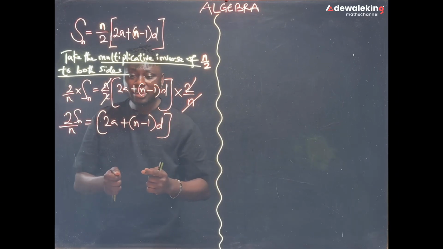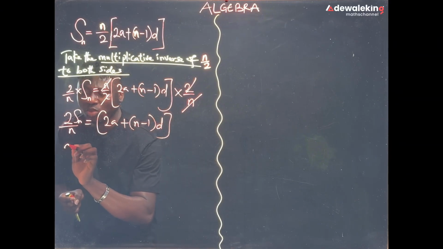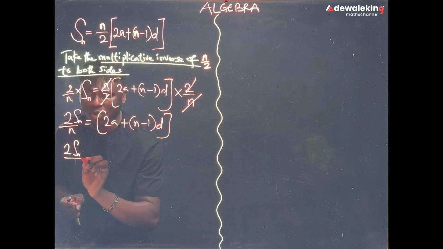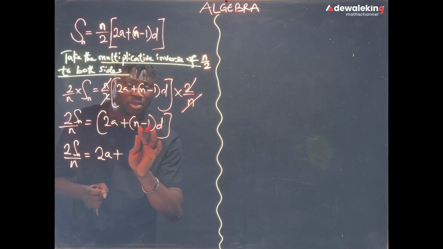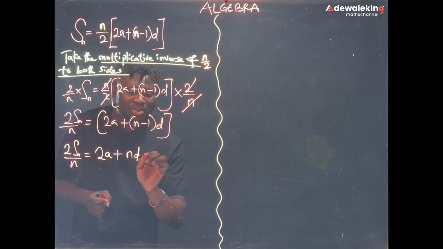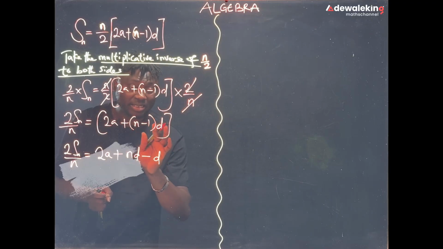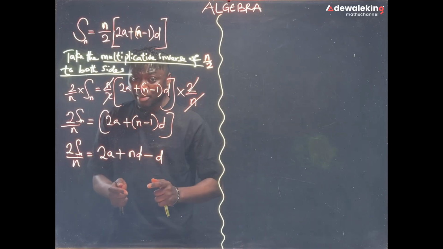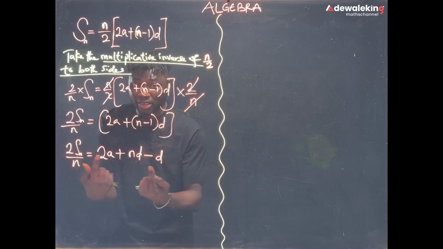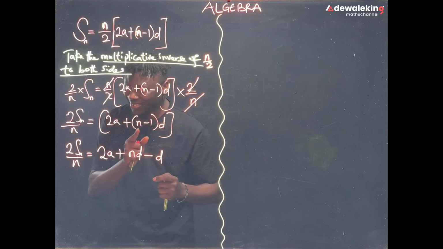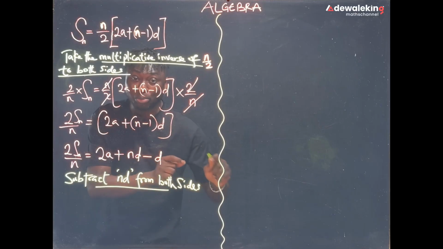So the next step is to open the bracket. So we go this way by saying 2S subscript n over n is equal to 2a plus, so to open this bracket, we say nd minus d, that is d times n, nd, and d times 1 will give us d. So the next step is to connect the n together. This n and this n should be connected. How are we going to do that? Check this out. So we say subtract nd from both sides.